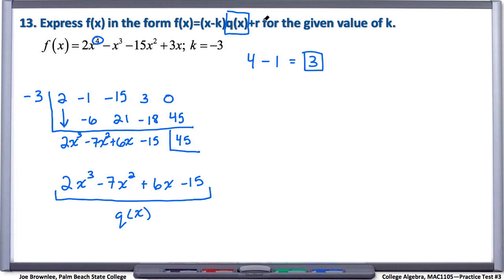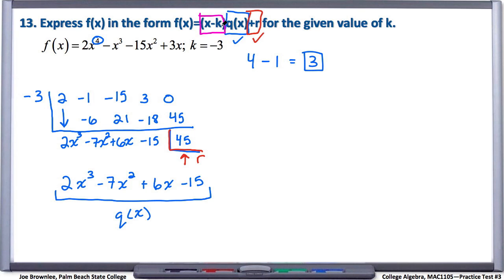The r in the directions, this plus r, refers to the remainder. All right, so this here is the r that we need. So we have both of these pieces. We have the r, we have our q of x, and now last thing we need is to find what this x minus k is.